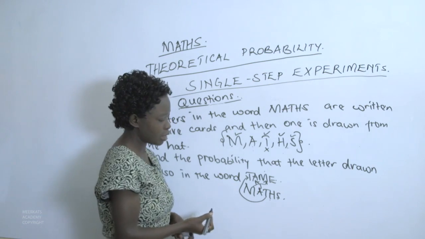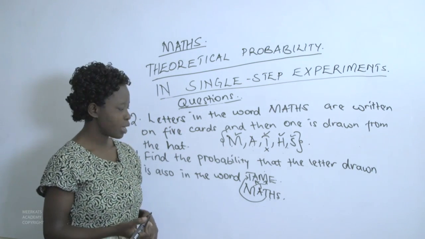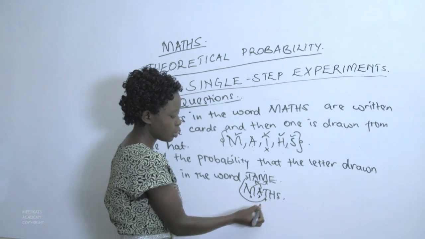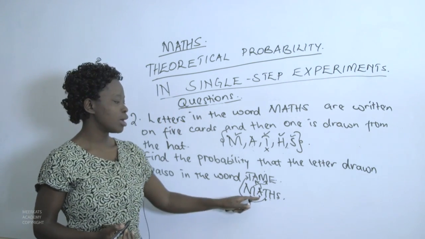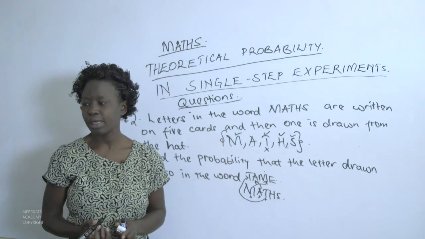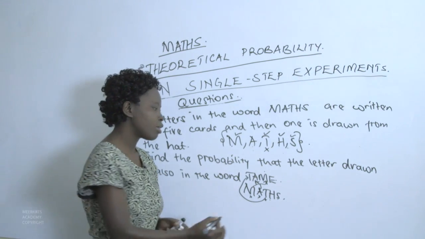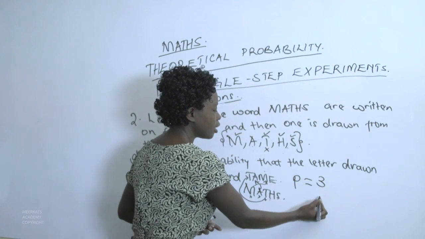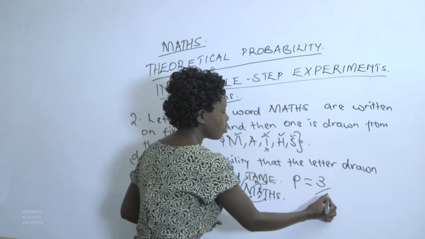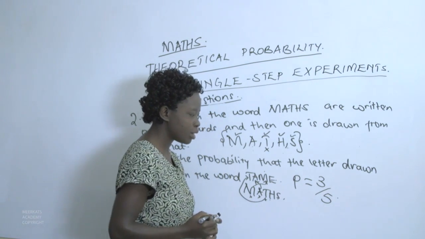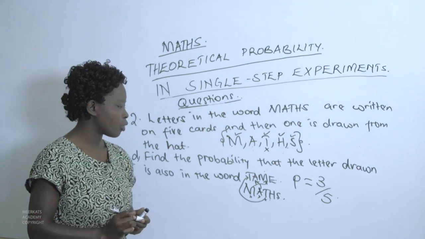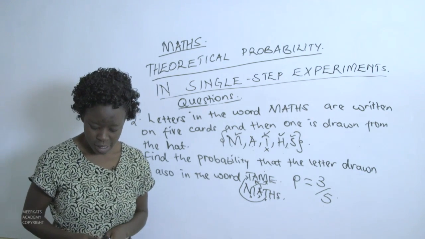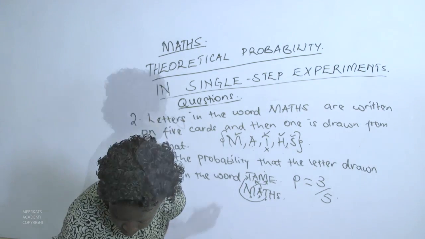So how many letters do we have that are appearing in these two words? We have 1, 2, 3. So we have 3 letters in maths that are also appearing in the word term. So what does it mean? The favorable outcomes in that case are 3, then the total number of outcomes is 5. So the probability of getting a letter drawn that is also found in the word term is 3 over 5.